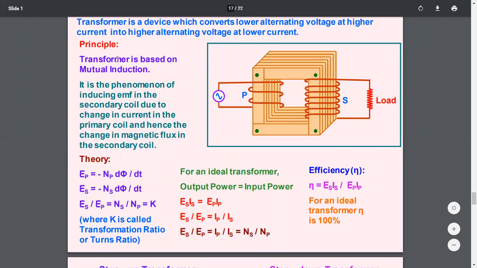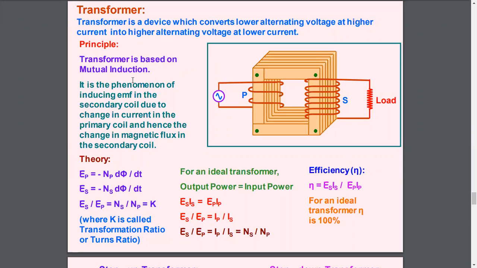Now, on what principle does a transformer work? A transformer is based on the principle of mutual induction. As soon as there is mutual induction, there must be two coils. One coil will be supplied with the AC source, and the other coil will have an induced EMF across it due to variation in the supply current in the primary coil.